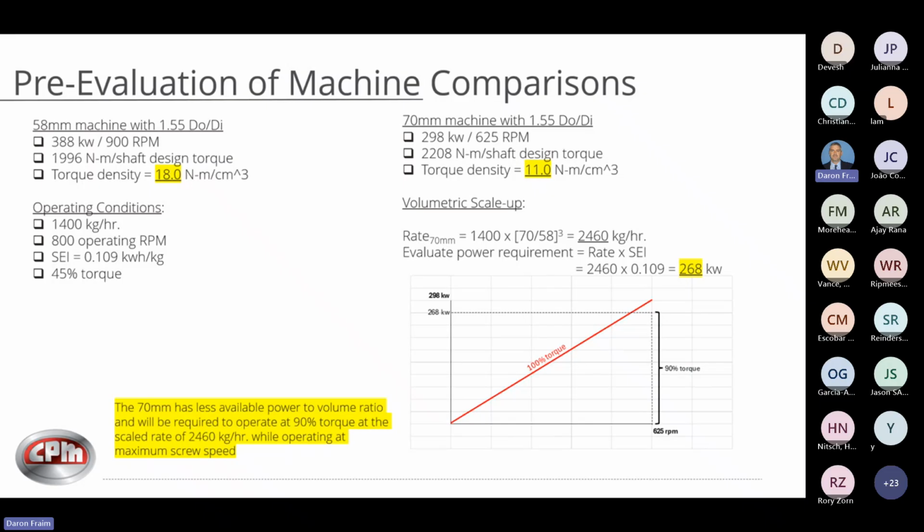So you can look at what you've achieved on this 58, and before you even start pushing material into that 70 millimeter machine, you can do the math and say, okay, I'm operating at 0.109 specific energy. I'm running 1,400 kilograms an hour. If I scale this to 2460 and multiply it times 0.109, I know how many kilowatts I need. So if I look at this and say, okay, I only have 298 kilowatts maximum on this machine, I need to operate at 268. Where am I going to operate on torque level? I'm going to be at 90% torque level.